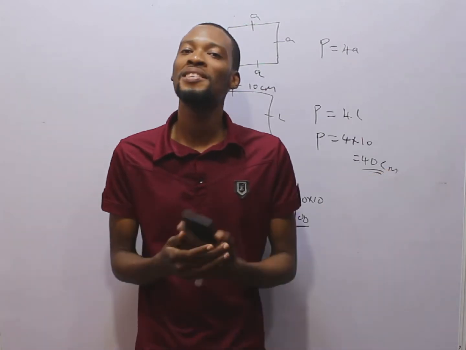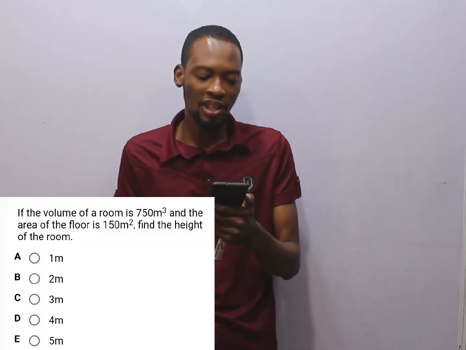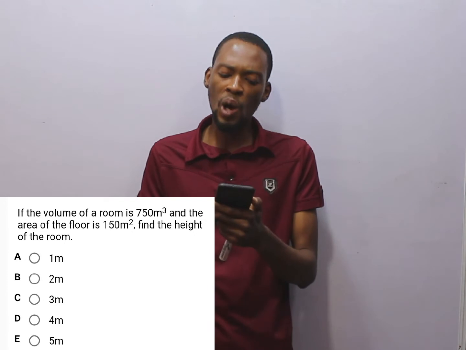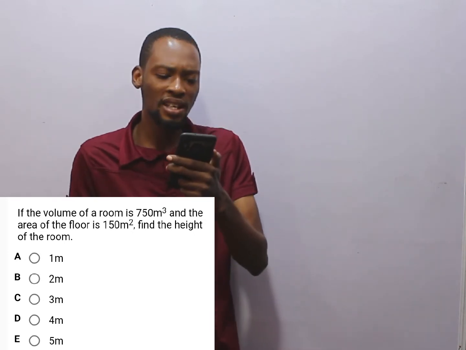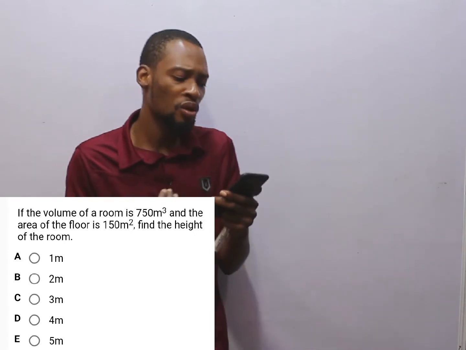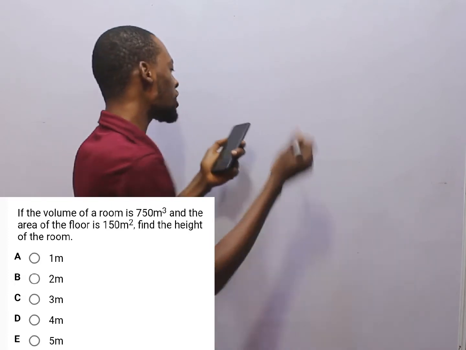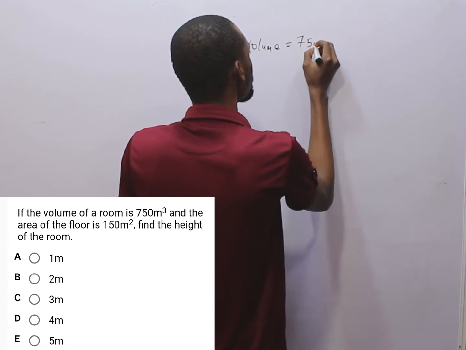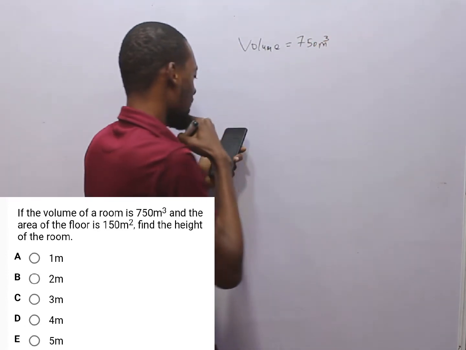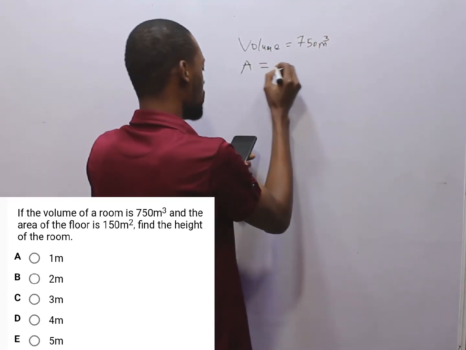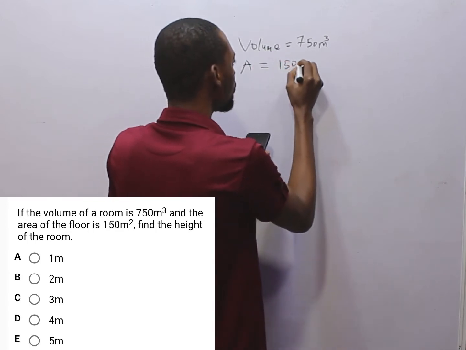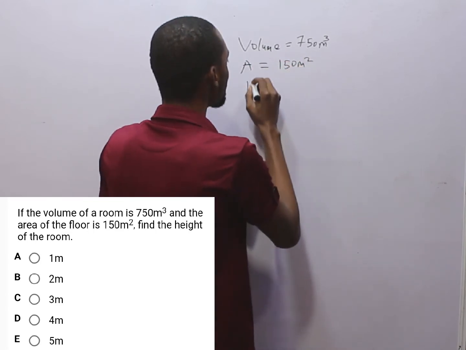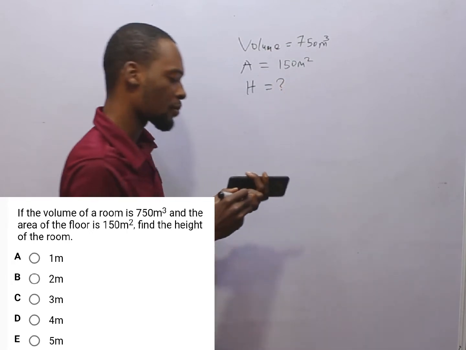Now look at the next question. If the volume of a room is 750 meter cube and the area of the floor is 150 meters squared, find the height of the room. Volume is equal to 750 meter cube. Area A is equal to 150 meters squared. Height is what we are looking for.